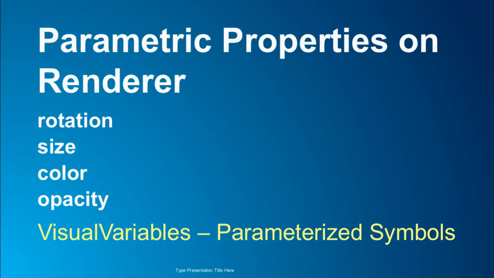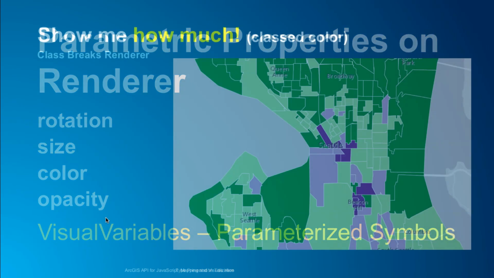Or rotation. These parametric properties on the renderer can be applied to any renderer. So I could use a unique value renderer and then size it and color it differently. Well, color wouldn't really make sense, but I could size it and apply opacity. I could rotate the markers for that unique value renderer and so on. This is really the new pattern that we recommend for mapping thematic quantitative variables: to use the visual variable pattern. So let's talk through that.